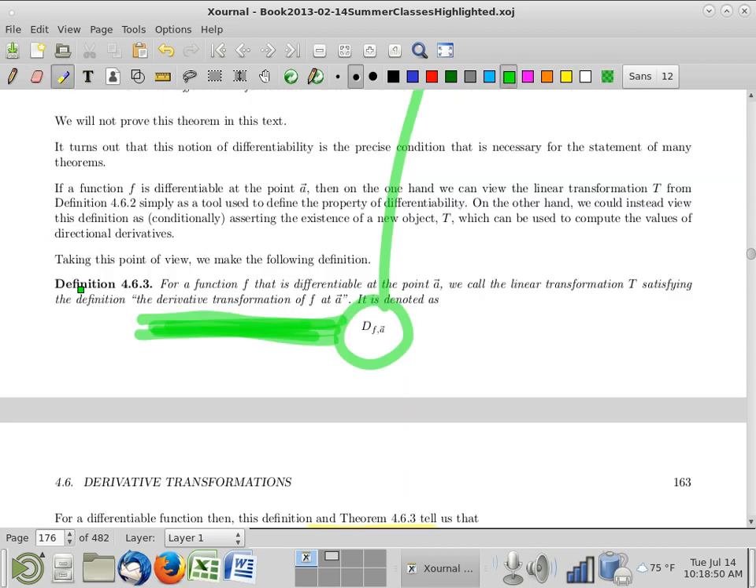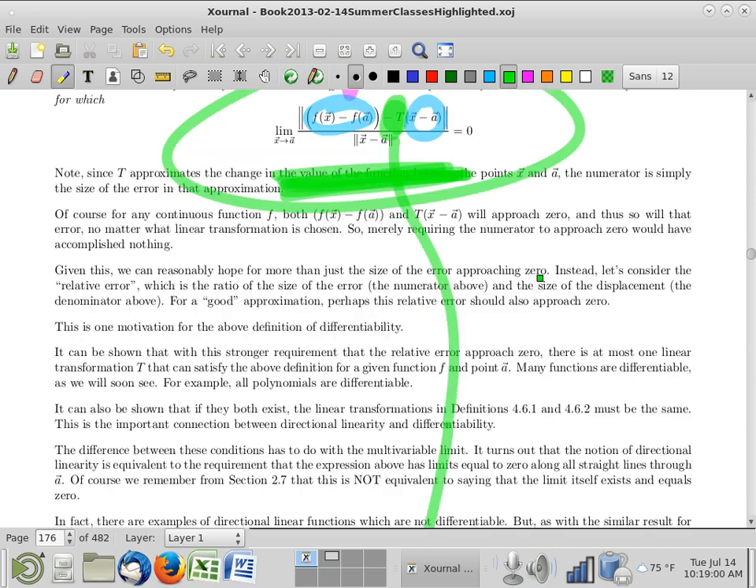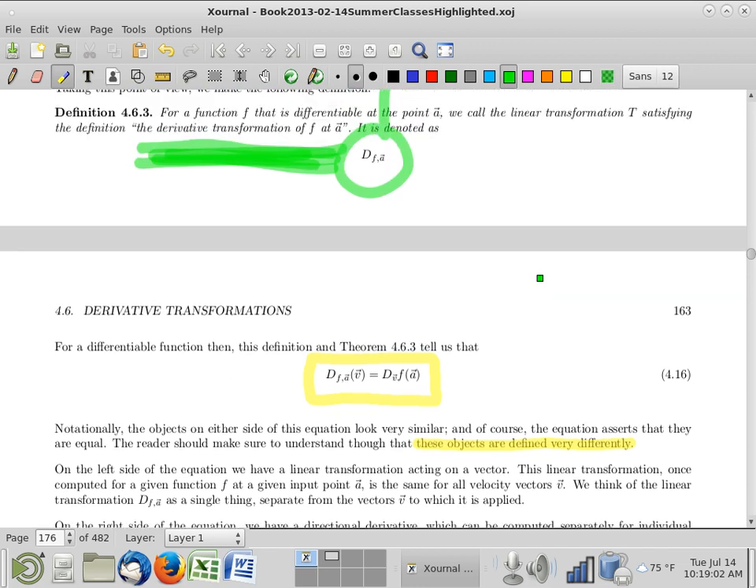Importantly, as the linear transformation that makes this work, it's the linear approximation. It's the linear transformation that relates input changes to output changes, and therefore it is the linear transformation that computes directional derivatives. So not only is every differentiable function directional linear, but the derivative transformation is the linear transformation that realizes that linear relationship between your directional derivatives. So it's not terribly surprising if you think about it.